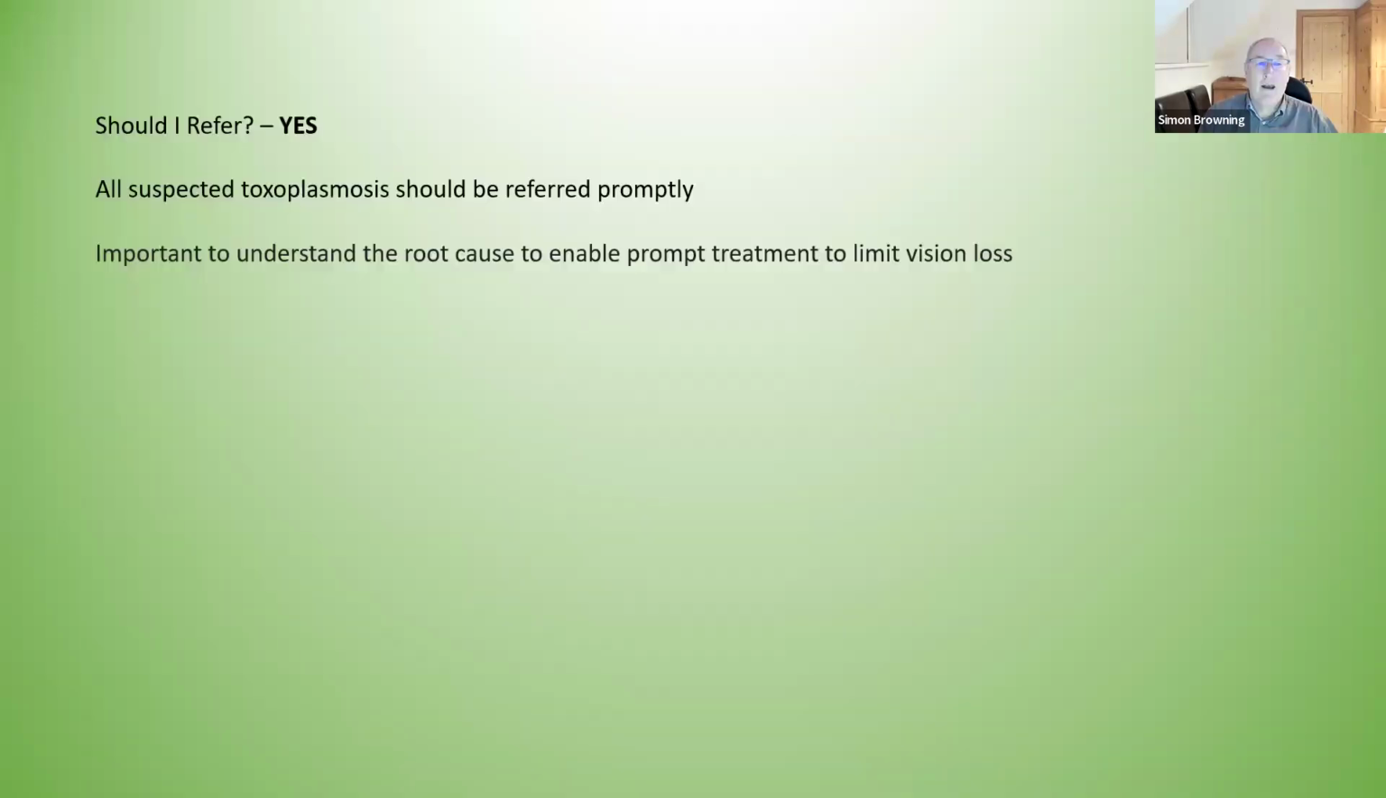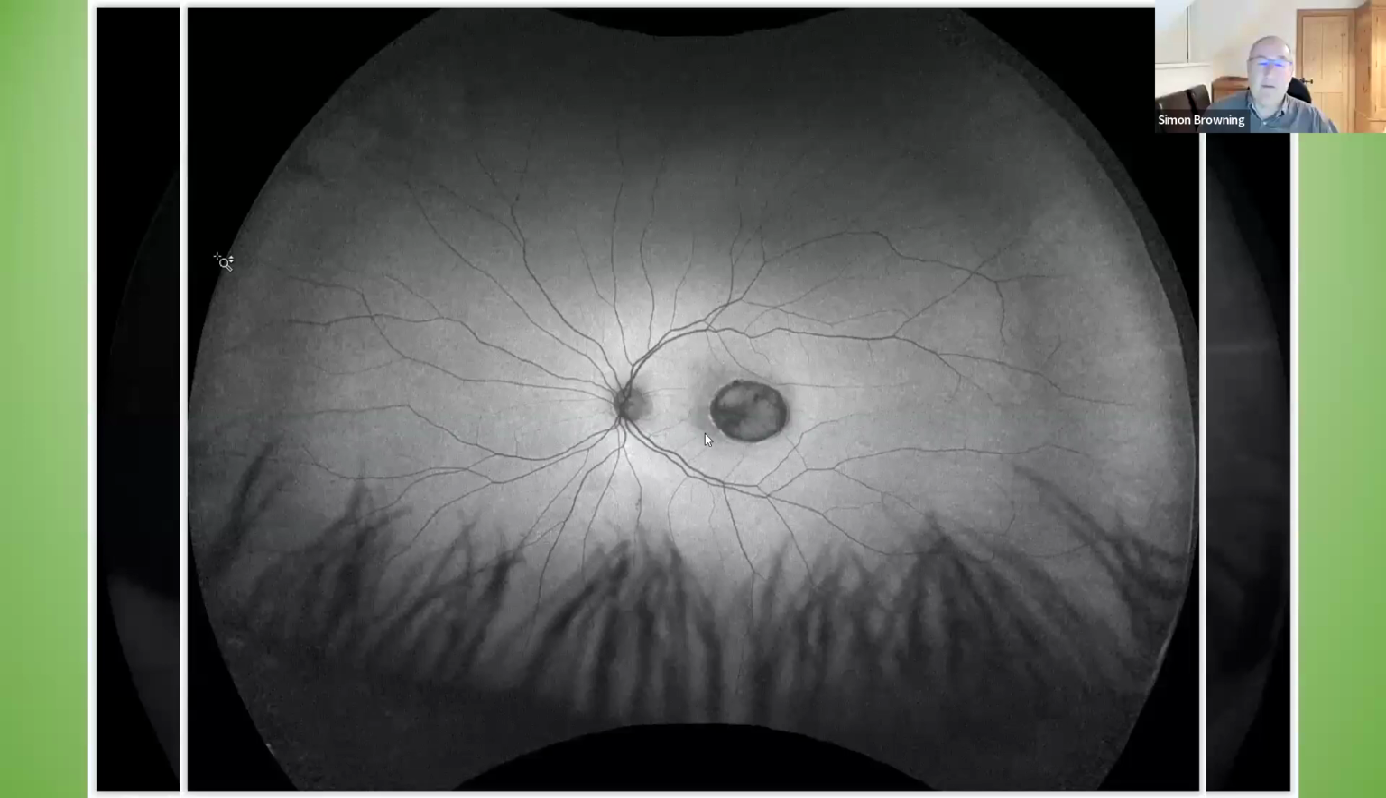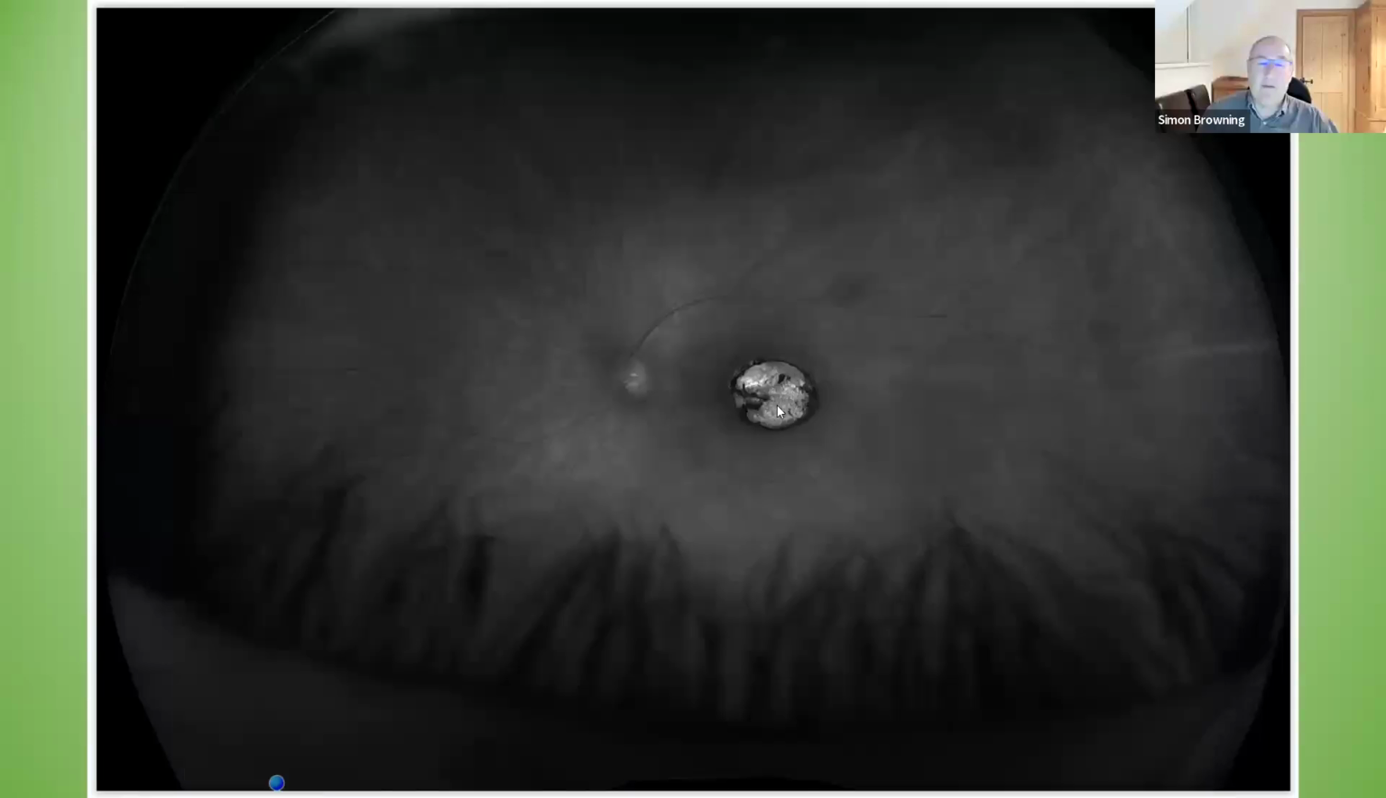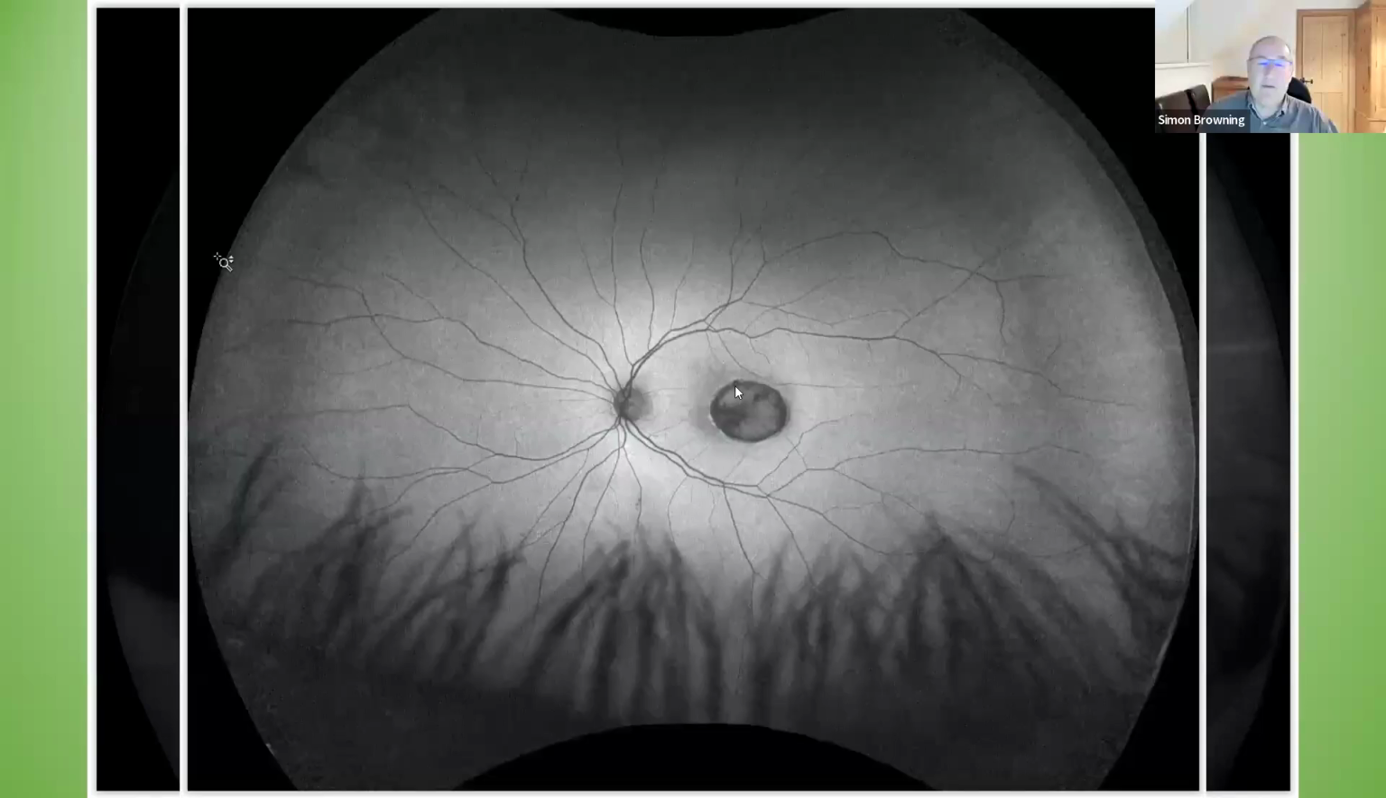You wouldn't need to refer a toxoplasmosis like the one I've just shown there, but if you suspect toxoplasmosis in an active phase, you must refer it promptly. It's important to understand the root cause, and prompt treatment can be given to try and limit the vision loss that's going to undoubtedly result there. But again, with an active one, you're not going to see this neat border around it, and you're going to see a lot more scarring in the centre there.